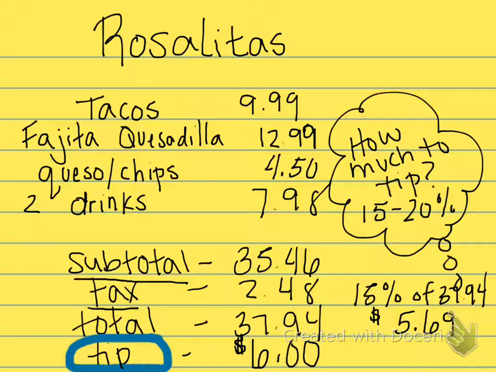So if I look at a waiter and I think, okay, they were good but not fantastic, maybe I'll give them 15%. So how do I figure that out? Now for this, we are looking at our total. We're not looking at our subtotal. We're not looking before tax. We're looking at what is 15% of my total.